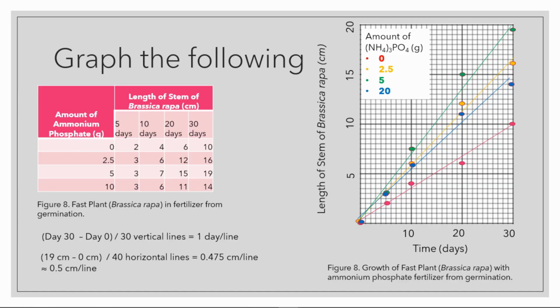In fact, fast plants after 30 days, they're pretty much mature and they don't continue to grow much at all. So making a conclusion that they continue to grow forever by drawing your line past 30 days in that same upward slope would be incorrect.